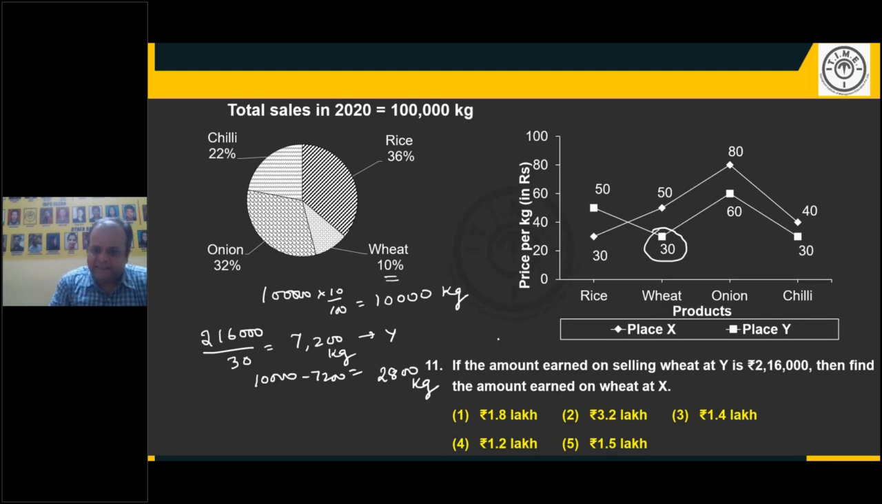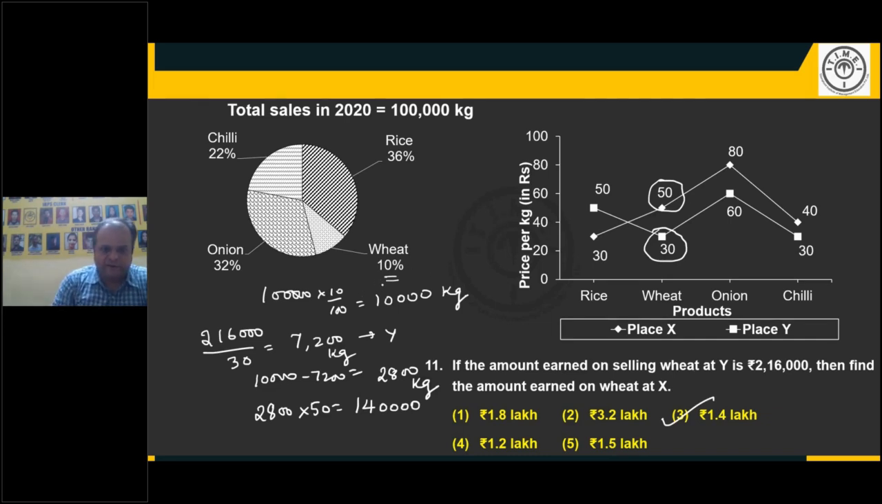And what is the price at place X? Can anybody tell? 50 rupees. So if 2,800 kg is being sold at place X at the rate of 50 per kg, if we multiply this, we get 1,40,000, which is clearly option number 3. So please check again.